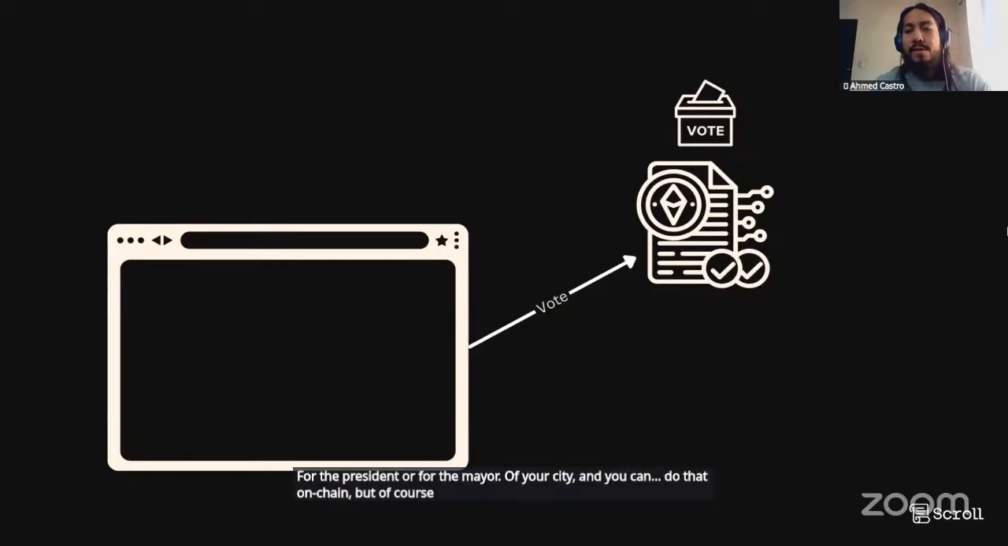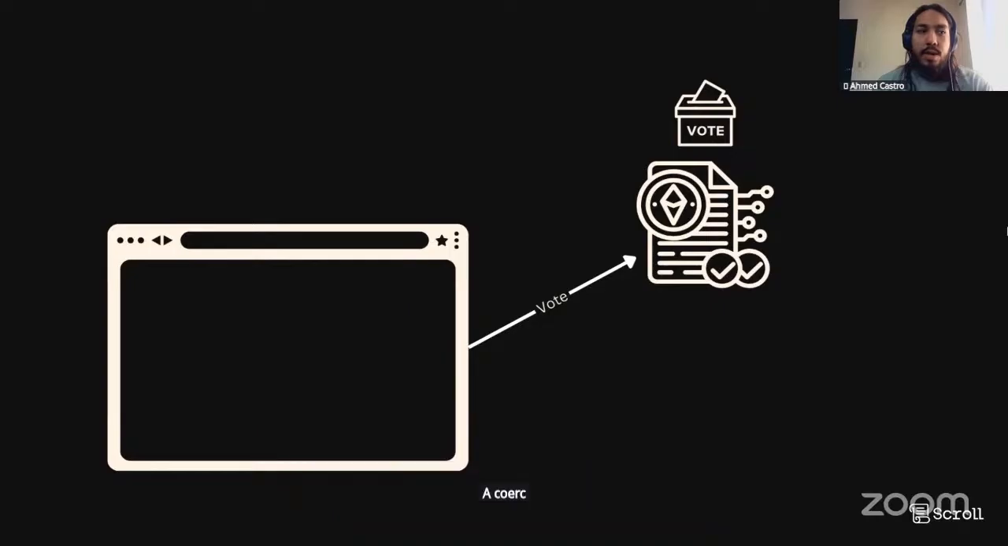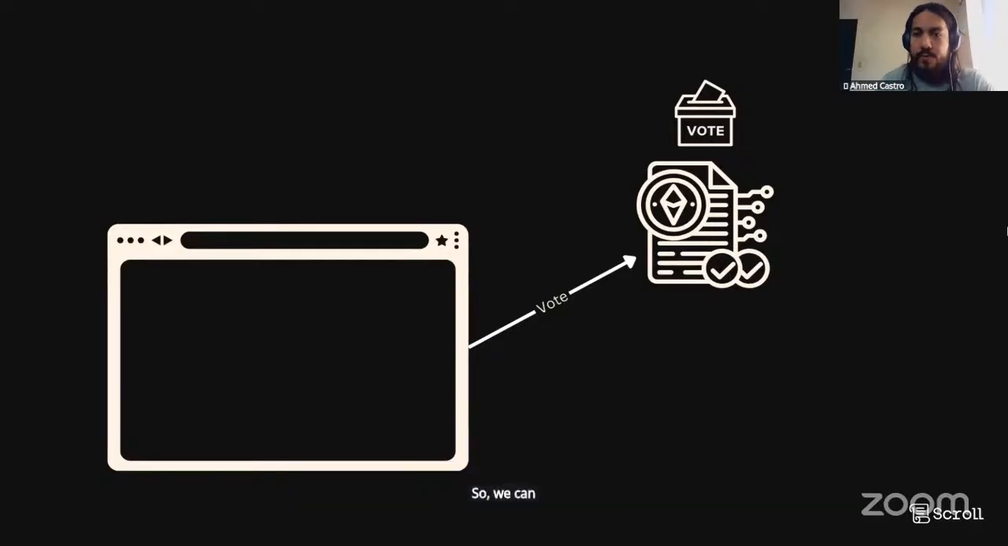But of course, there is a problem: right now all the votes on Ethereum are public, and you don't want that, because then you can do coercion, you can force people to vote a certain way, or you can see who voted for which. That's not good for democracy.